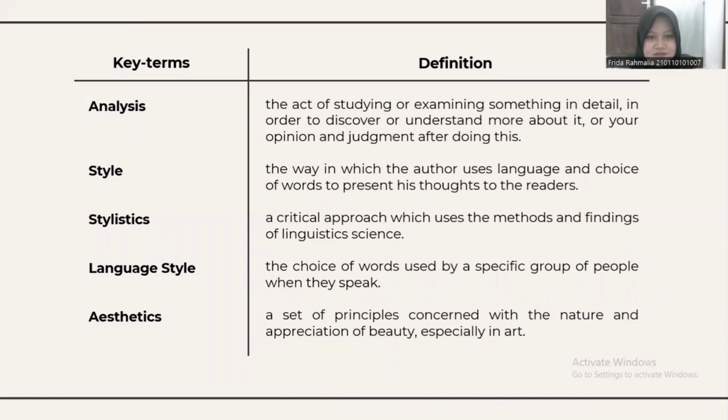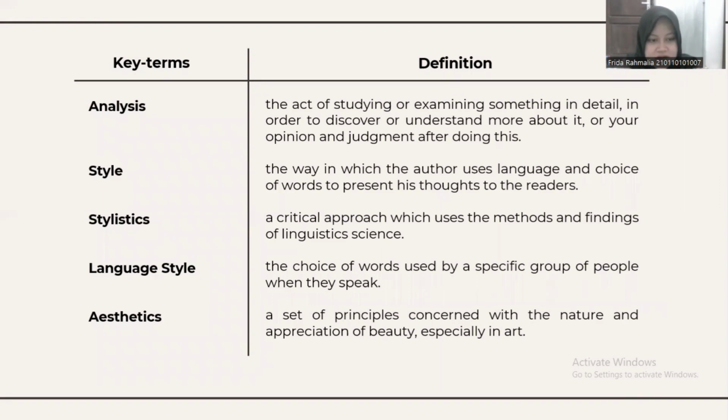And there are some key terms and their definitions. The first one is analysis, which means the act of studying or examining something in detail in order to discover or understand more about it, or your opinion and judgment after doing this. Second is style. Style is the way in which the author uses language and choice of words to present his thoughts to the readers. And stylistics is a critical approach which uses the methods and findings of linguistic science.